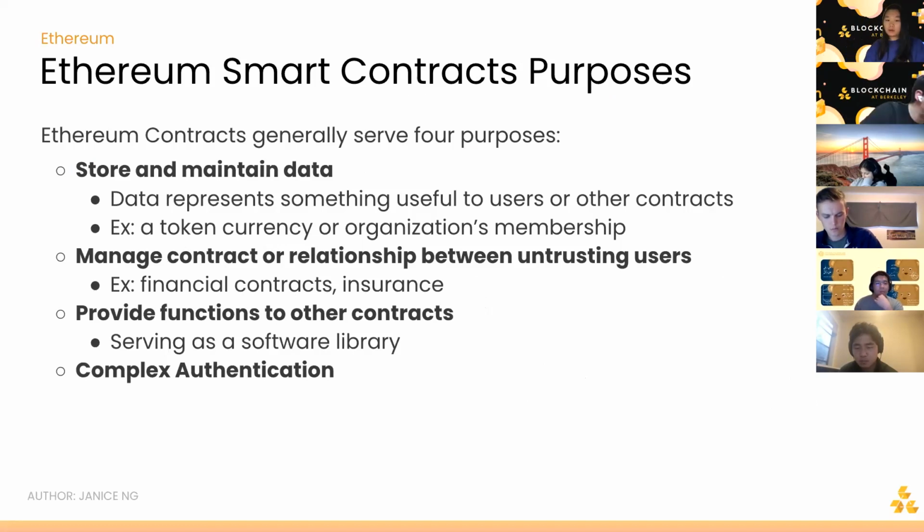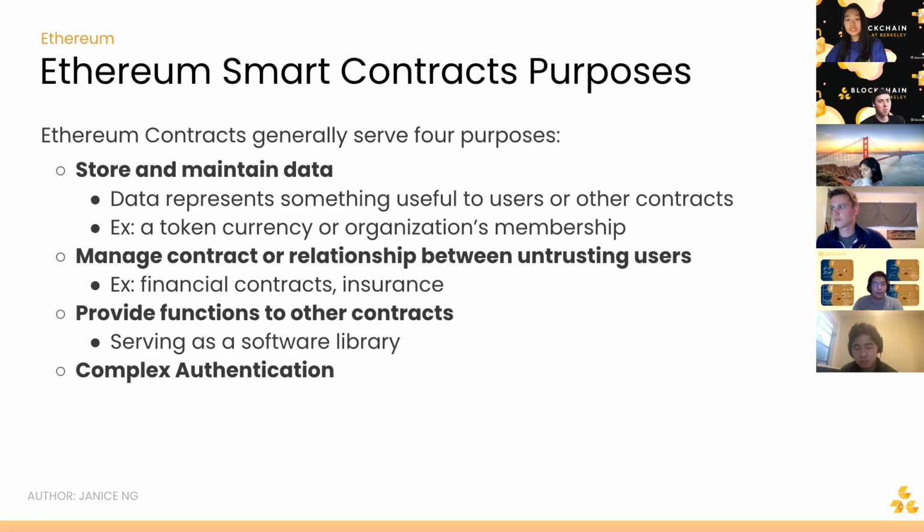So just to wrap up this part, what are the main purposes of Ethereum or a smart contract? Like, what's the point? So one, it stores and maintains data. The data representing something useful to users of other contracts. For example, it could be a smart contract defining a new token currency or an organization's membership, which you have to pay a certain amount to obtain.